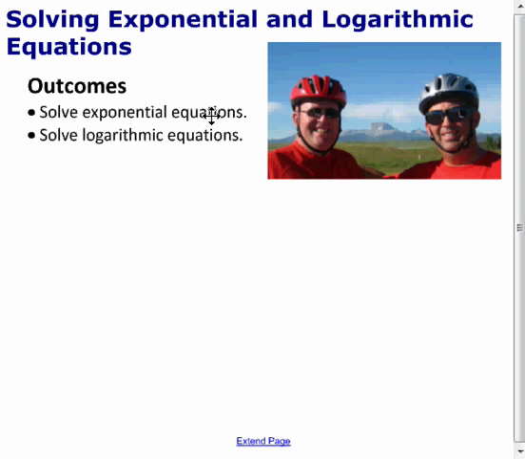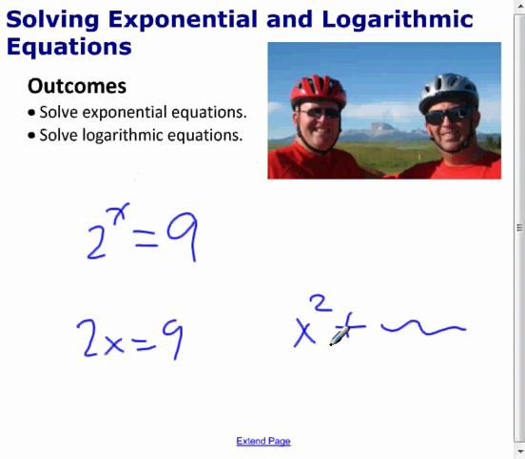These are ones that you may not have ever seen before in solving exponential equations. So if I have 2 to the x is equal to 9, how do you solve that? We've solved things if they're 2x is equal to 9, or we've solved x squared plus something, and we know how to deal with quadratics. But when I have an exponent up there that is a variable, that's a different kind of thing. So we'll look at strategies for solving those, in addition to logarithmic equations.